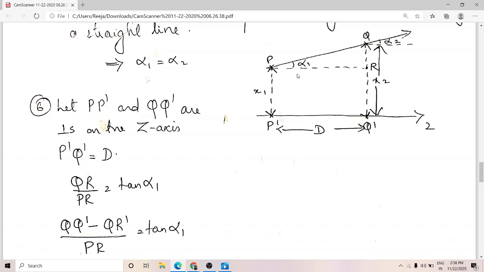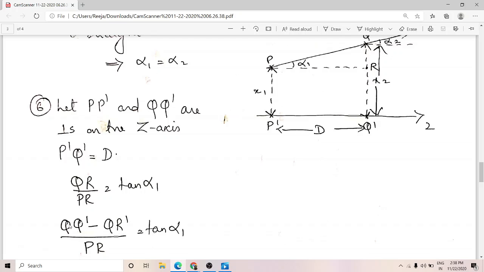Then what is tan alpha 1? Tan alpha 1 is equal to opposite side by adjacent side. Opposite side is QR by PR. What is QR? QR is equal to the total height minus the height Q1R. The total height is x2 and the height Q1R is equal to x1. So QR is equal to x2 minus x1, divided by PR. PR is equal to the same distance, P dash Q dash, that is capital D.